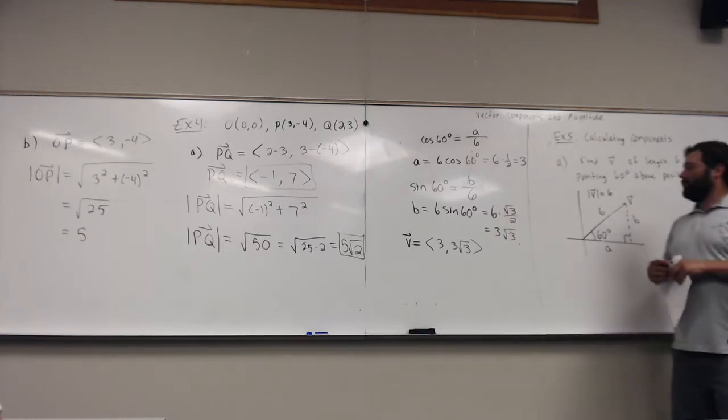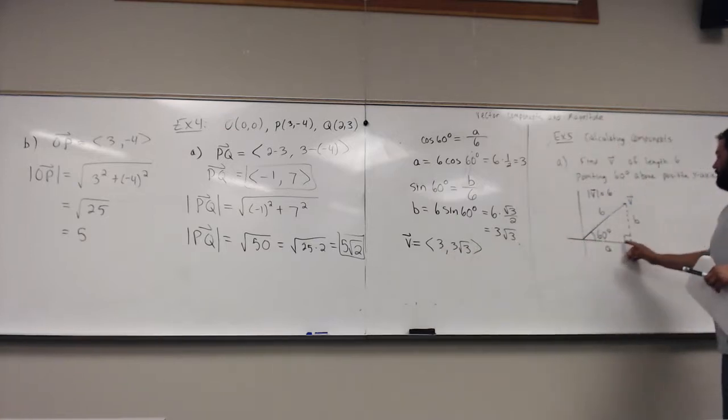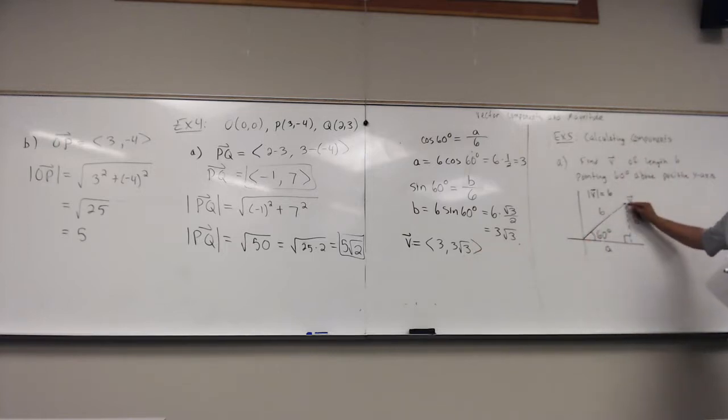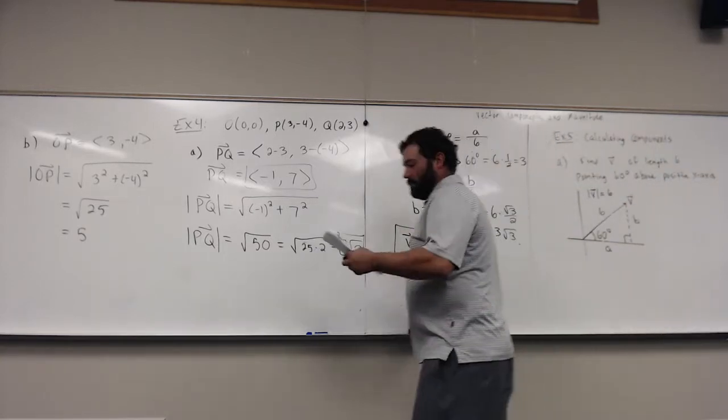Anyways, those are the components. To get from the tail to the head, we have to go 3 units in the x direction, and we have to go 3 root 3 units up in the y direction to get to the head of the vector. So that would be our final answer for part A.